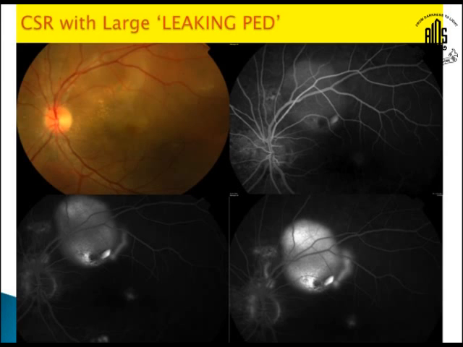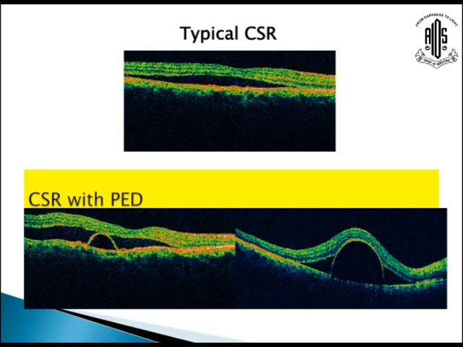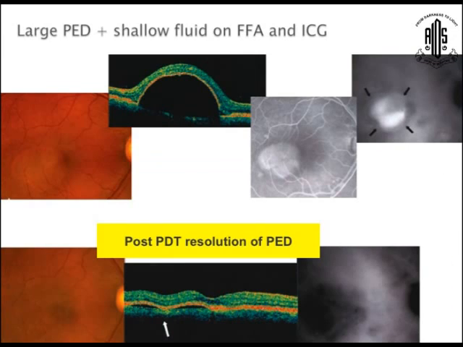So if you follow the conventional focal laser to the edge of the PED, sometimes it could be disastrous, as in this patient, where it has ripped the RPE following the focal laser, and you have a large dense subretinal fibrin under the macula and a large serous detachment with the inferior RD. In typical CSR, now OCT showing a subfoveal PED, and here also the large PED with leakage on fluorescein and ICG angiography, and post-treatment the PED goes down and then the fluid resolves.